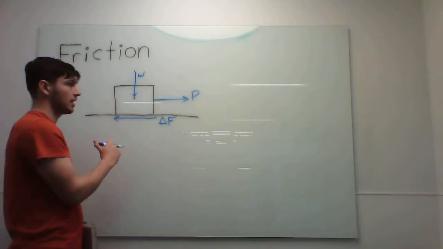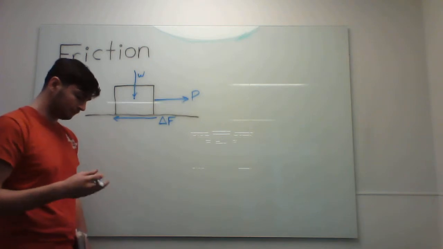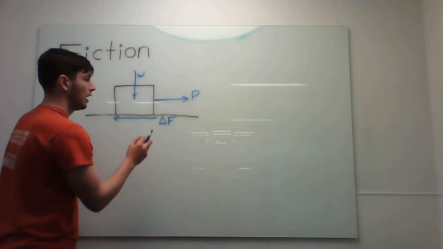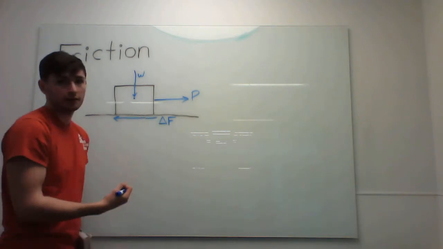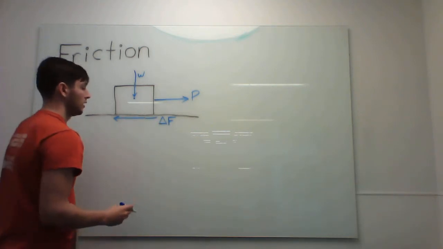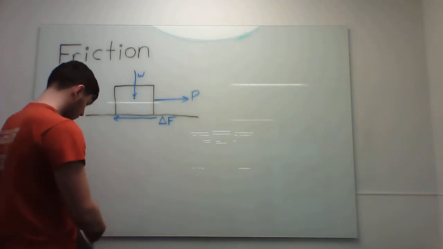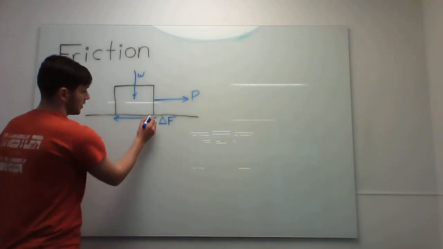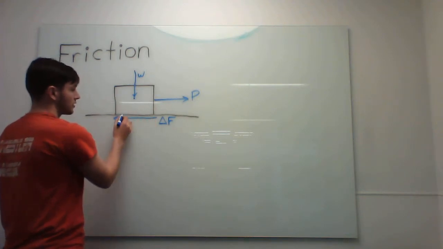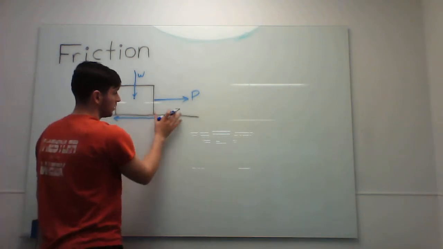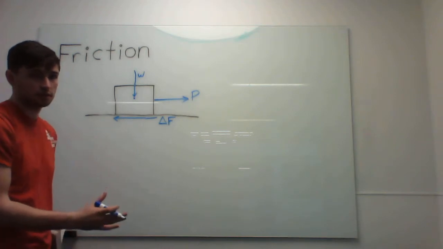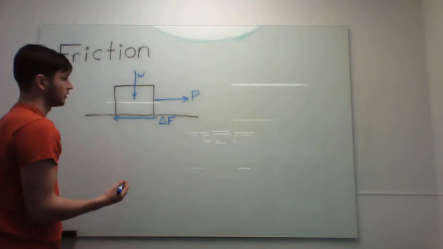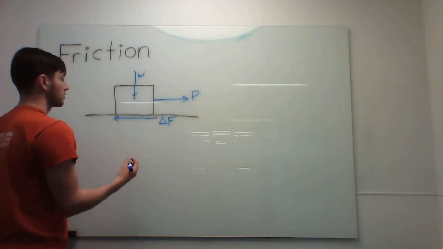The surface is not going to apply the same amount of friction to each point in the box the entire time it's being pulled. So like this side might be getting more friction than this side, and then as it's being pulled, it's just getting different frictions in different places. So that's just why we call it the change in F, the change in the frictional force.